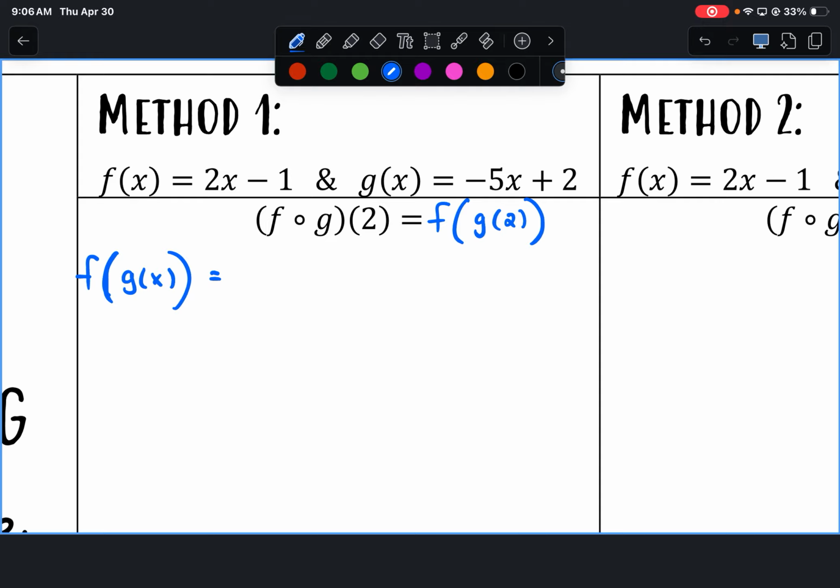So we're going to start with function f. What is function f of x? 2x minus 1. But what do I need to plug into that function? Which is negative 5x plus 2. So then we just write it in simplest form. So what do I need to do to simplify that? Distribute. So 2 times negative 5 is negative 10x. 2 times 2 is 4, then we have negative 1. Which, if we write that in simplest form, what do we get?